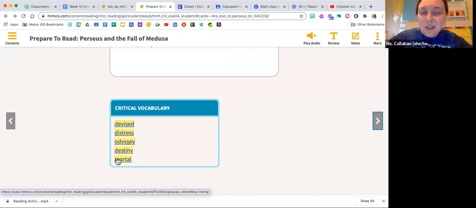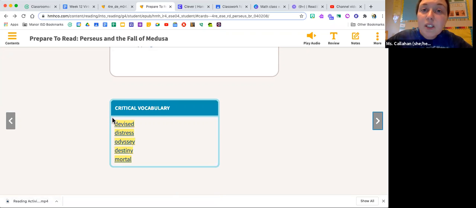Okay, back on topic. I said that we would talk about the critical vocabulary within the story, so we're going to do that. We have 1, 2, 3, 4, 5 critical vocabulary words, okay? So our critical vocabulary word number 1 is devised, okay? So devised, I'm gonna use it in a sentence, and I want you to think about what the meaning of the word could possibly be, okay? The children devised a plan to stay up past their bedtime on Friday night.